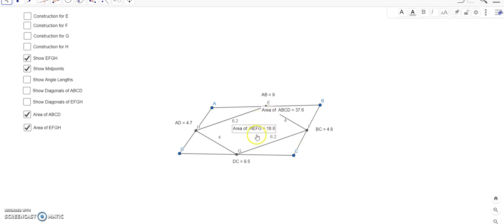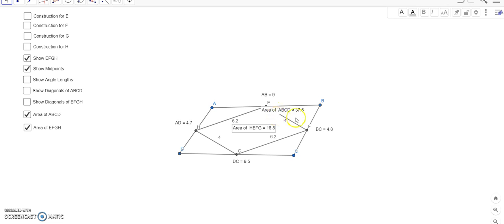Looking at it right now, we can make a conjecture that the area of ABCD is double the area of EFGH. We just have the notation different, so HEFG or EFGH, either one works. It looks like this midpoint quadrilateral EFGH is half the area of ABCD.